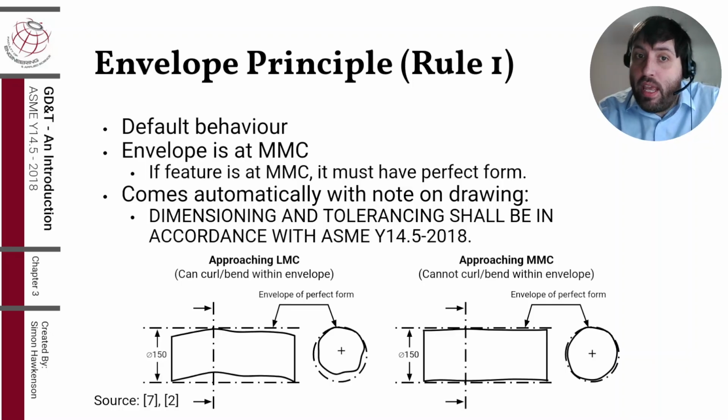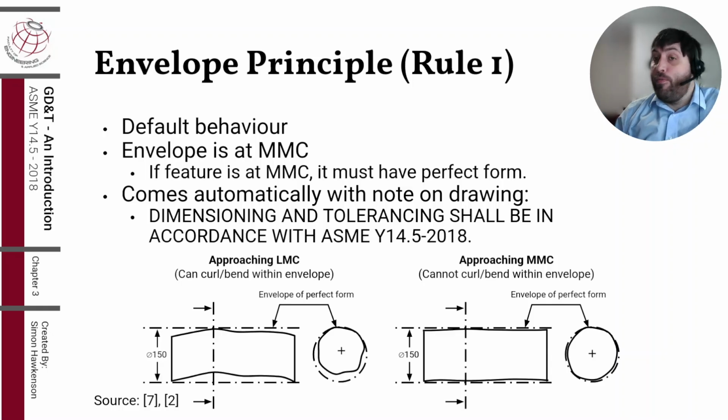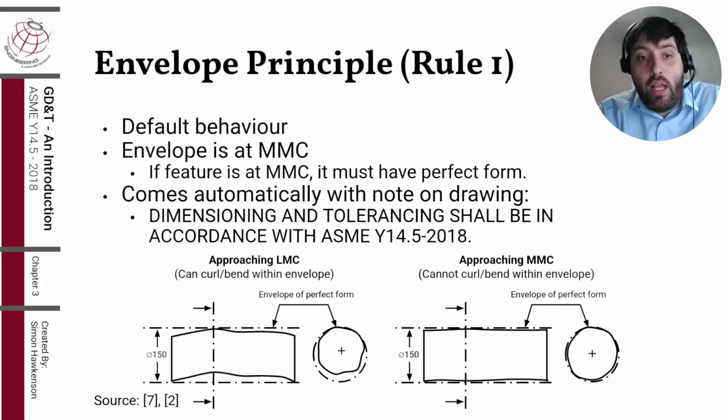That envelope is a boundary that can never be crossed. It cannot be crossed when the part is at MMC, and it cannot be crossed when the part is at LMC. So obviously, that would mean that there's more tolerance for form deviation when you're closer to LMC. This rule can change with certain modifiers and even certain geometric characteristics, and we'll dig into that later. But for now, assume that Rule 1 always applies. This comes by default with ASME Y14.5.